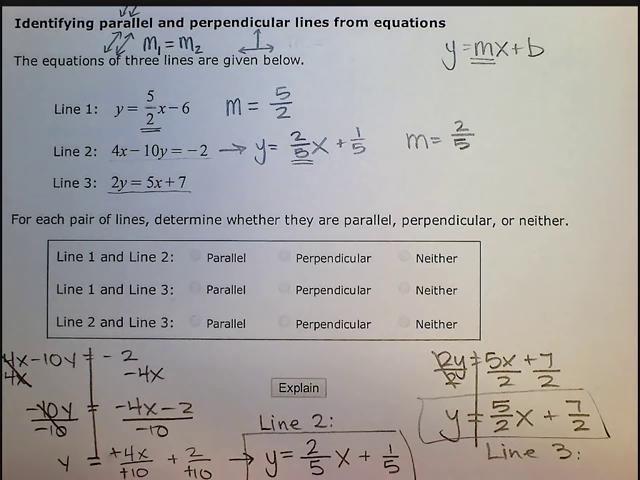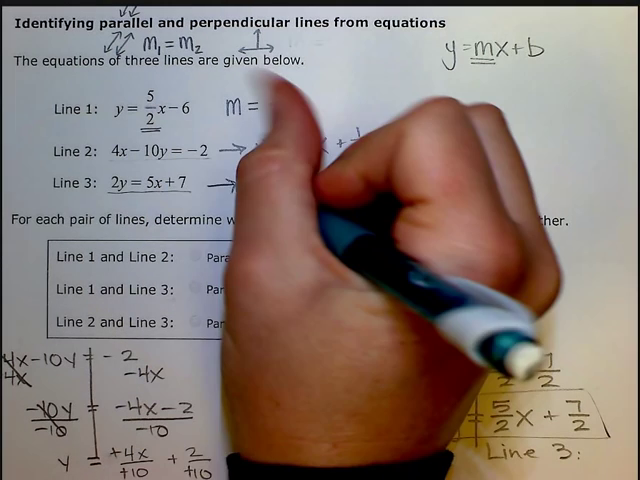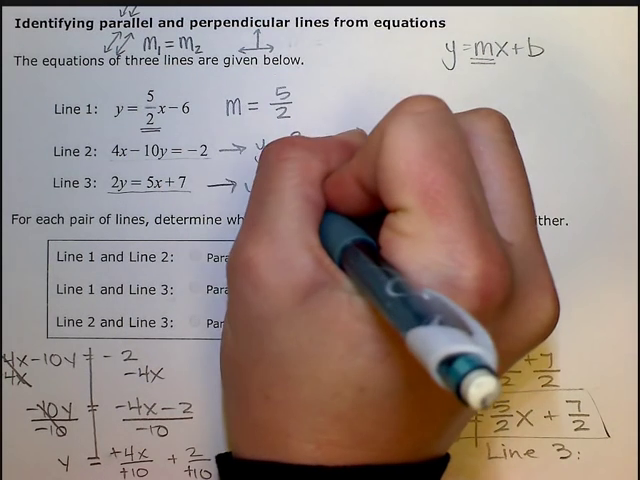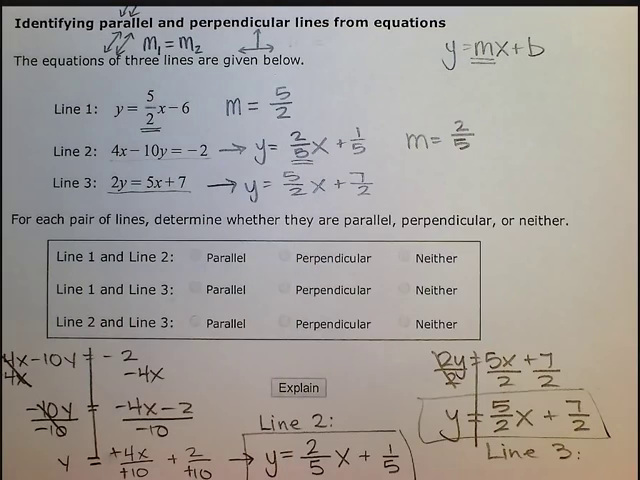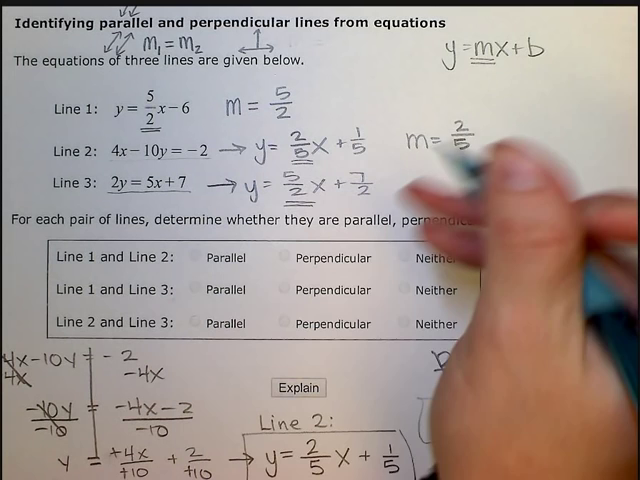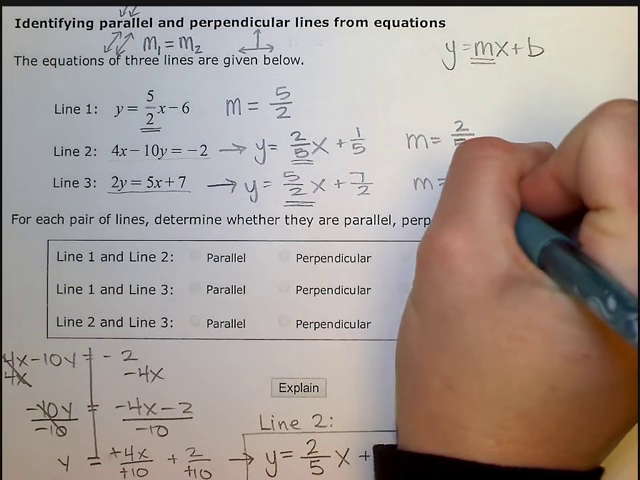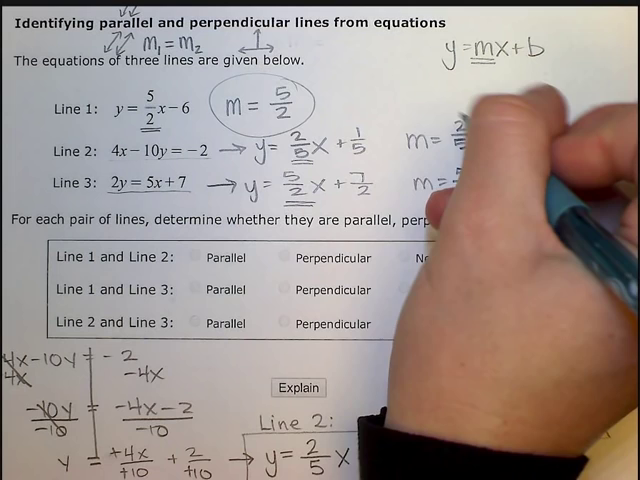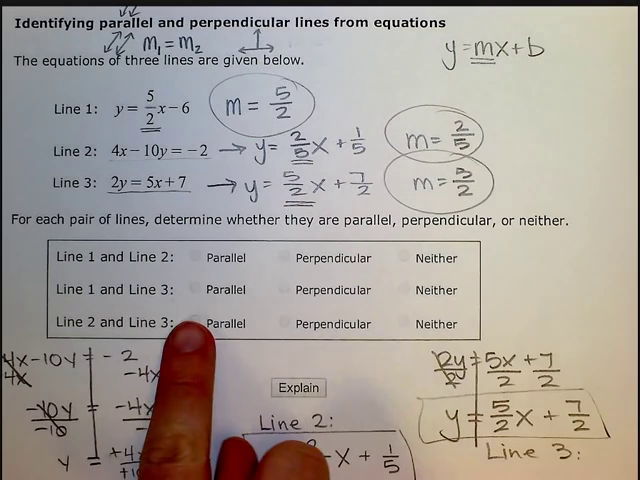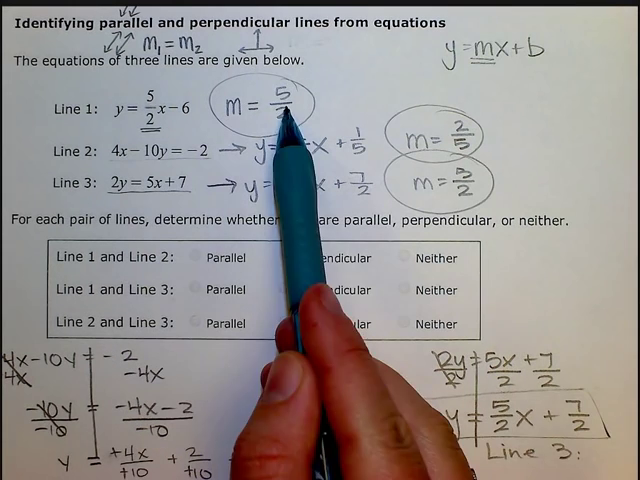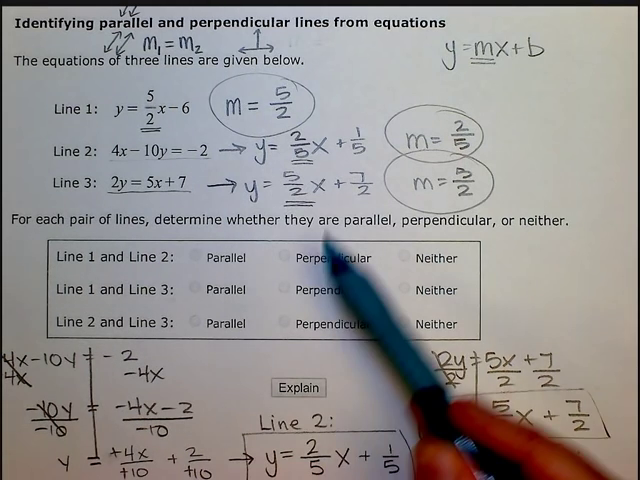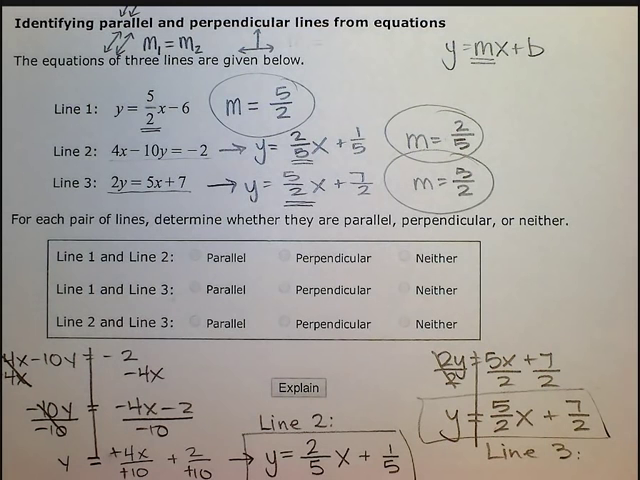So my line 3 became y equals 5 halves x plus 7 halves. So my slope in this one is 5 halves. So we're going to be comparing these slopes to answer these questions. All we've done so far is find or rearrange to find the slope in each of these. Okay, so let's talk about the questions.